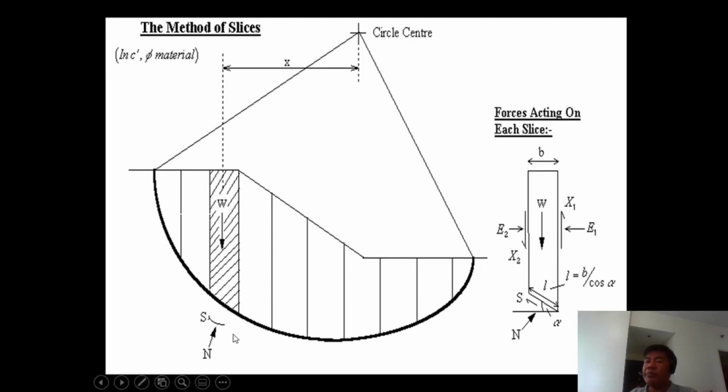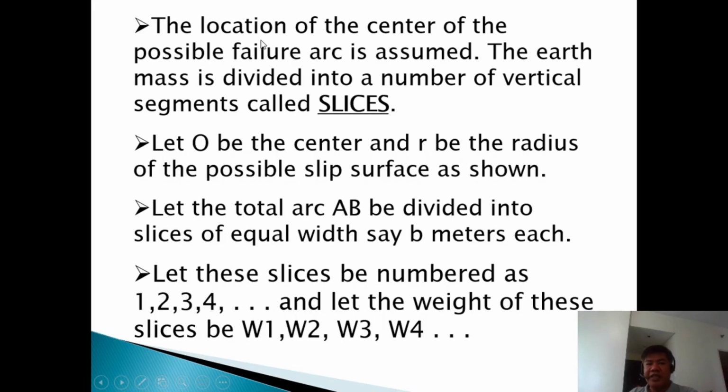The software will present to you all of these for the different slices. It will present to you the value of the weight, and the normal and tangential forces acting on the different sides. So the problem is, as mentioned earlier, that the center of the circle is just assumed. So how are you going to assume that point? There is a guide according to the theory of the method of slices.